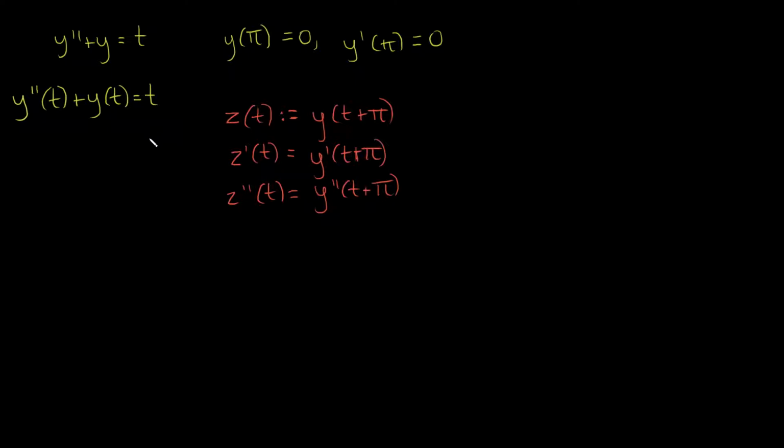And what we could say is, let's replace every t with t + π. And I'll tell you in a minute why this makes sense. Well, it makes sense, but why it works. y''(t + π) + y(t + π) = t + π. And these are still separate things. Why can we just replace every t with t + π?